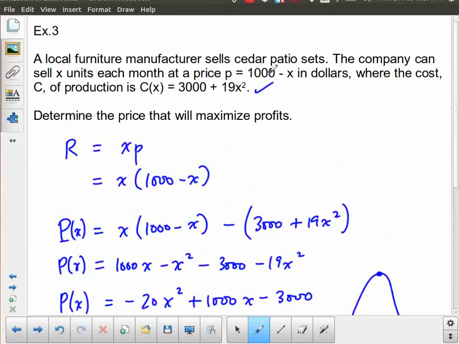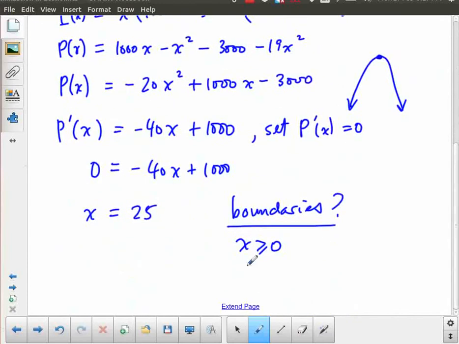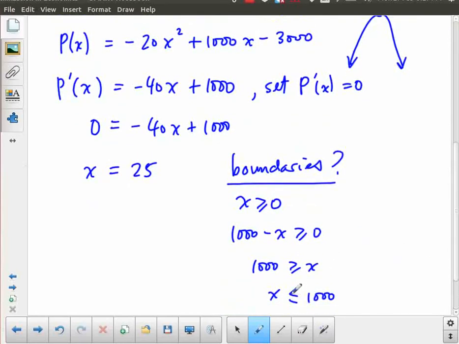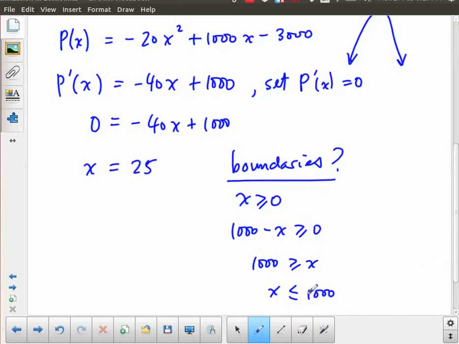The price at which I sell my product also has to be greater than or equal to 0. So 1000 minus x must be greater than or equal to 0, which means that 1000 must be greater than or equal to x, which is another way of saying x has to be less than or equal to 1000. So we have to sell something, and we can only sell up to 1000. If we sell 1000 of these units, the price drops down to 0, and we're not going to make any money.